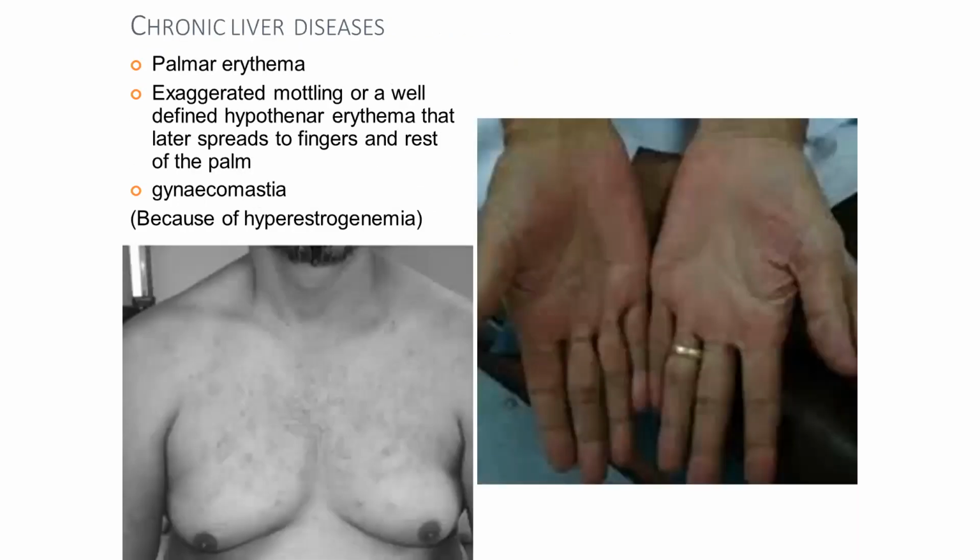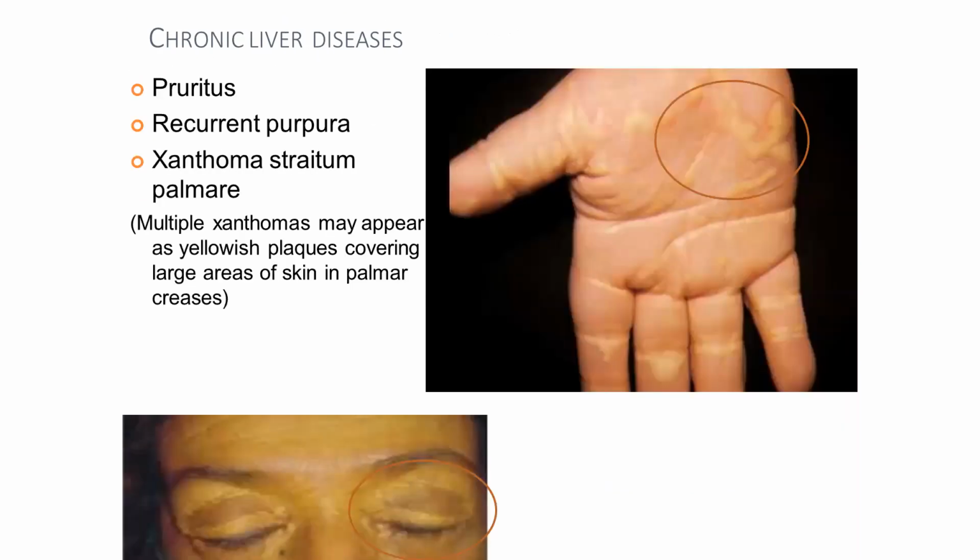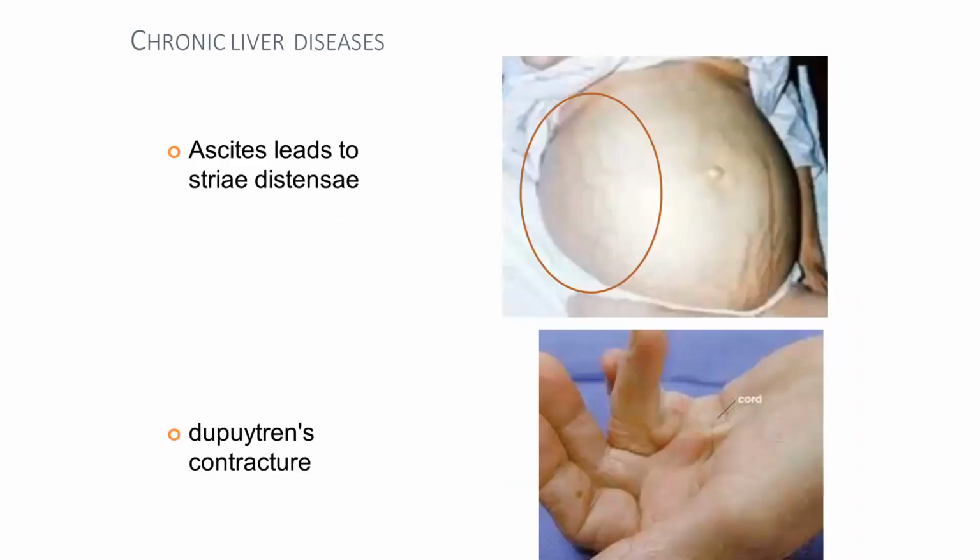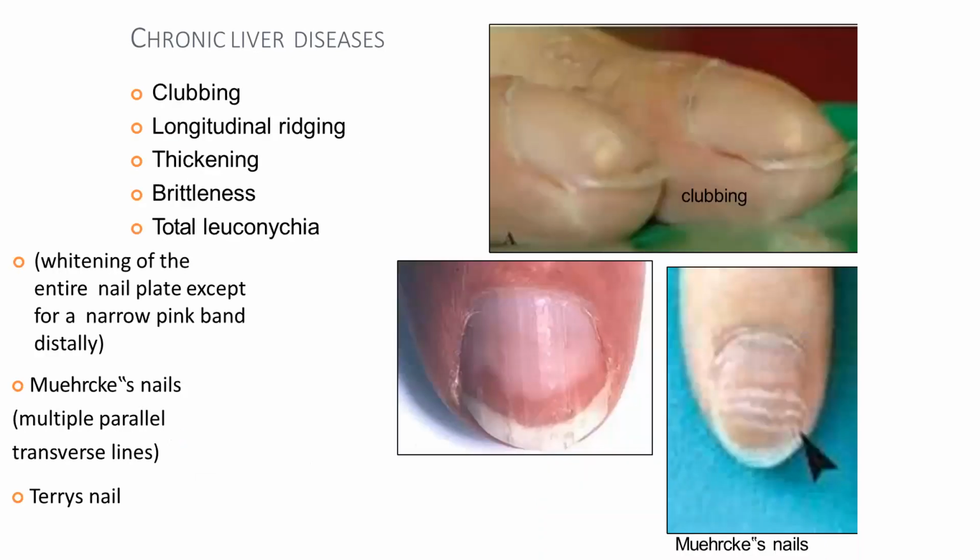Then palmar erythema: exaggerated mottling or well-defined hypothenar erythema that later spreads to the fingers and rest of the palm. Gynecomastia because of hyperestrogenemia. Chronic liver disease: pruritus, recurrent purpura, xanthoma striatum palmare. Multiple xanthomas may appear as yellowish plaques covering large areas of skin and in palmar creases. Then ascites, which leads to striae distensae, and Dupuytren's contractures. Chronic liver disease may present with clubbing, longitudinal ridging, thickening, brittleness, total leukonychia.